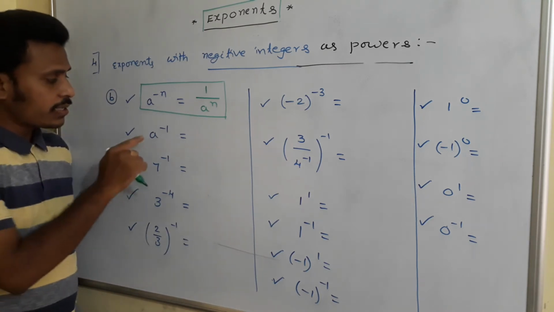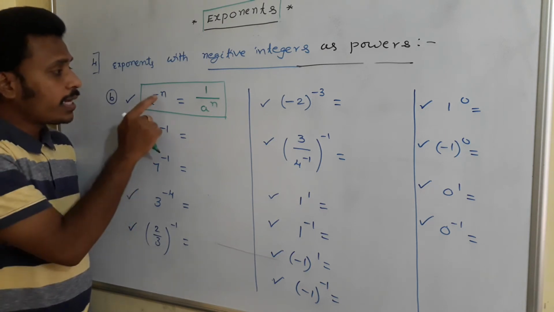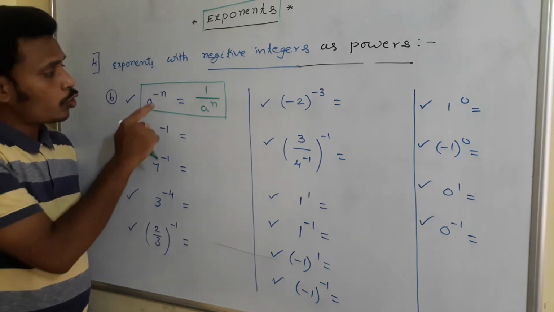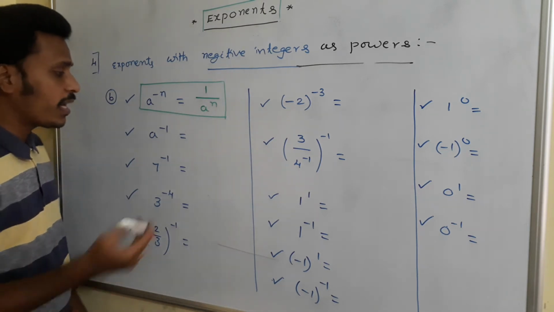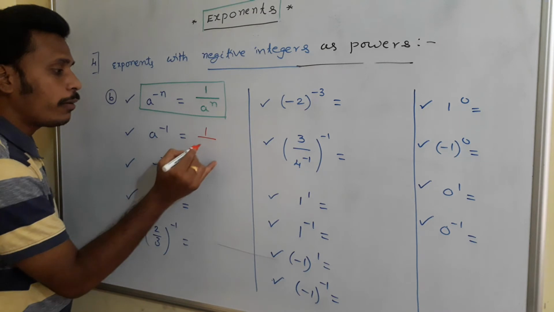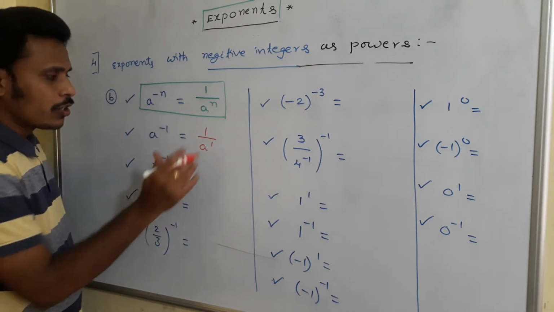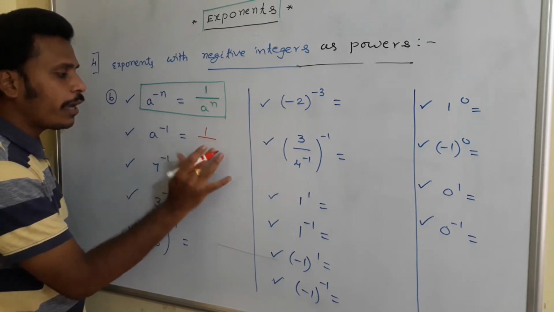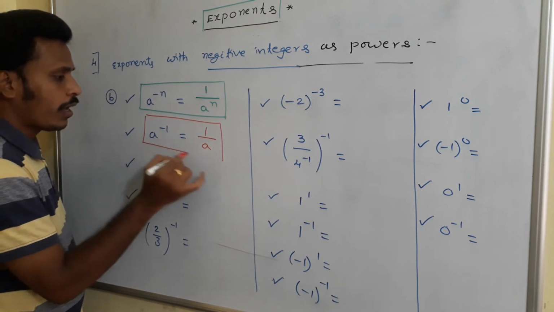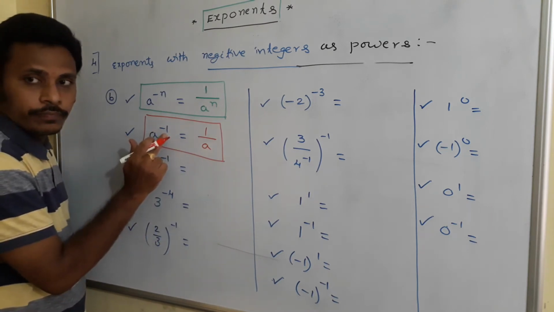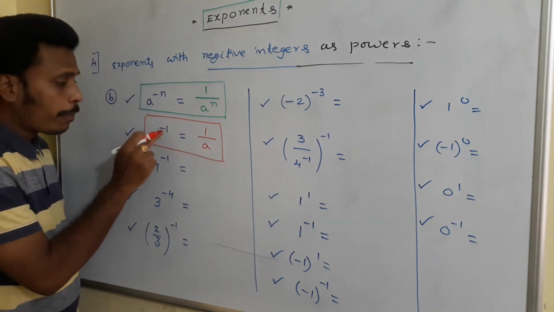And the other thing is a power minus 1. A power minus 1 means what? Instead of n, we have 1 right here. So a power minus n is 1 by a power n. If we have a power minus 1, it can be written as 1 by a power 1. That a power 1 is a, right? So directly I will write it like a power minus 1 as 1 by a. This is also very useful. If the power is minus 1, then you need to reciprocal the base. Here base is a, right? Power is minus 1.